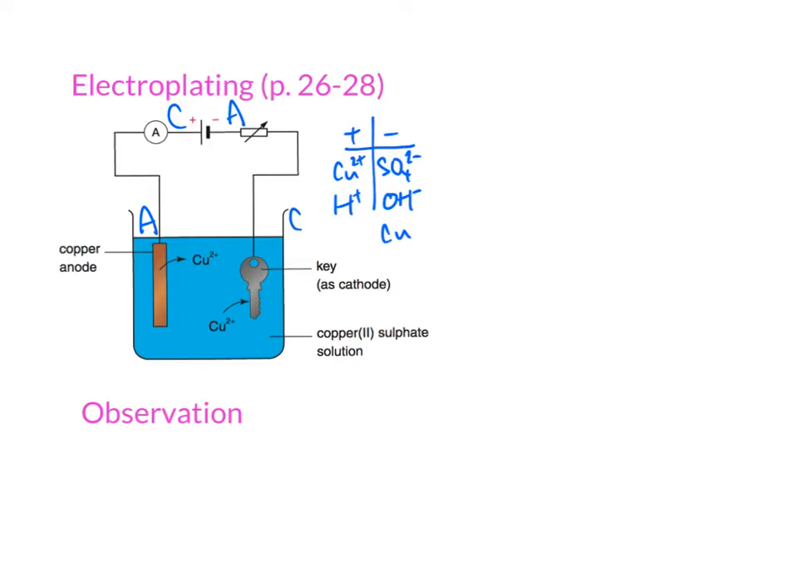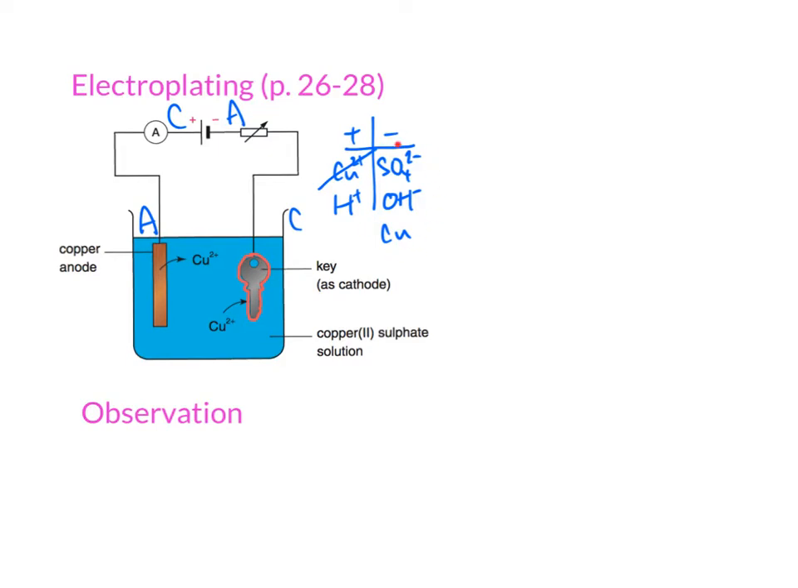From this ion table, you can find that at the cathode, the Cu2+ will discharge. That means at the cathode, the Cu2+ will gain electrons and then become Cu. So you will anticipate some copper metal will form on the surface of it. Copper is a reddish brown solid. So you'll find that the key after the electroplating will be coated with some reddish brown metal on the surface of it.